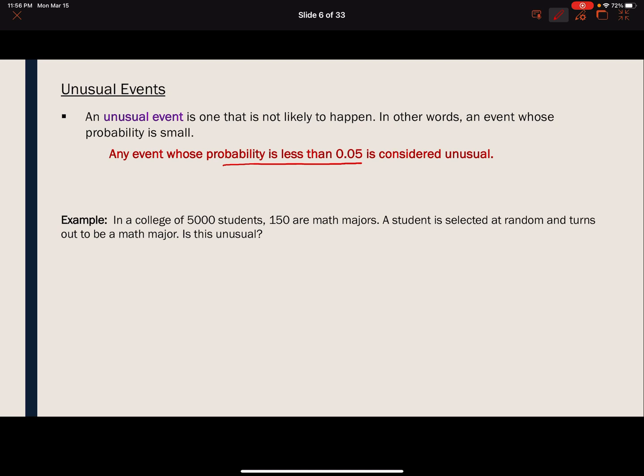So for example, in this one it says in a college of 5,000 students, 150 are math majors. A student is selected at random and turns out to be a math major. Is this unusual? Well, the probability of observing a student that's a math major would be 150 out of 5,000. And this is 0.03. Since this is less than that 0.05, we would say yes, this is unusual.